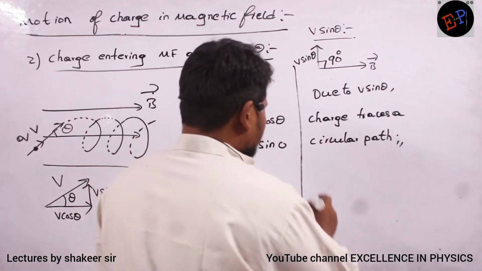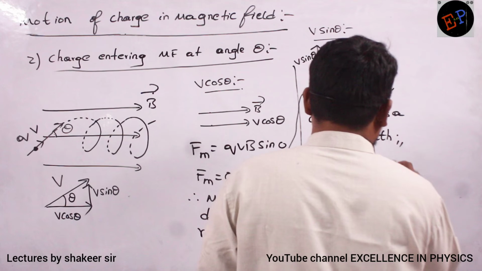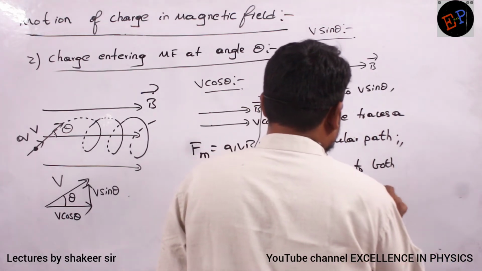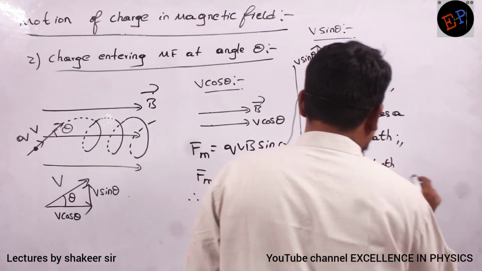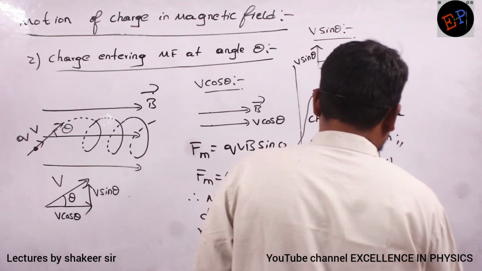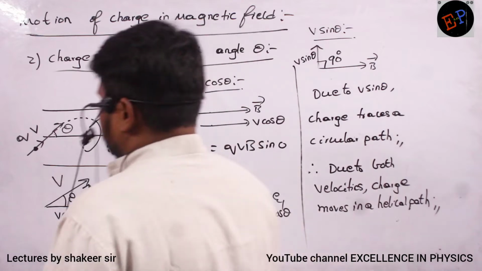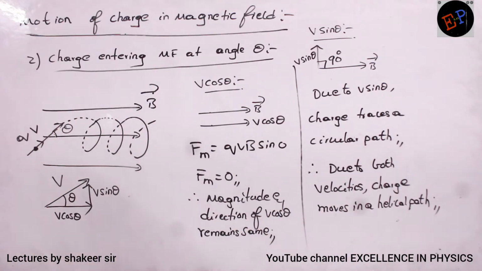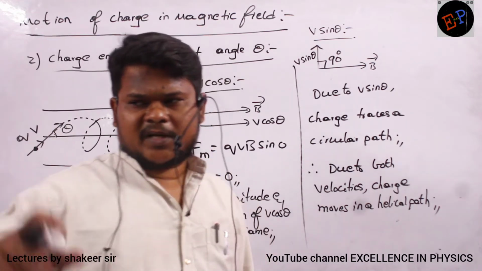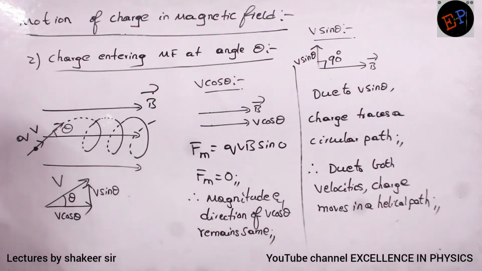Okay? So therefore what I say, due to both velocities, the charge moves in a helical path. It moves in a helical path. And what is meant by a helical path? Combination of circular path and straight line motion. That is called a helical path. Clear?